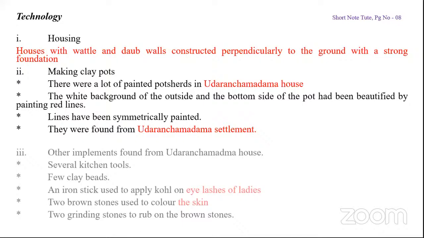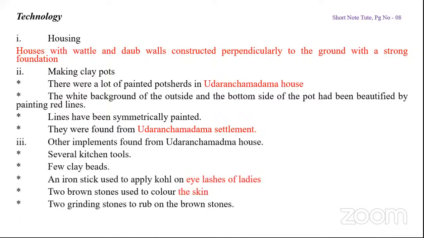So other implements found from Rajamadam house. What were the other, why clay beads they were using? Especially girls of that period, they were using clay beads to wear. That is a kind of beautifying. And an iron stick used to apply kohl on eyelashes of ladies. This shows that the early ladies of the proto-historic time period were doing beauty culture.